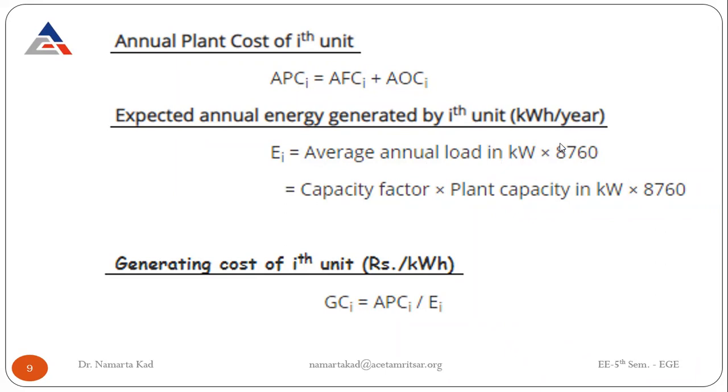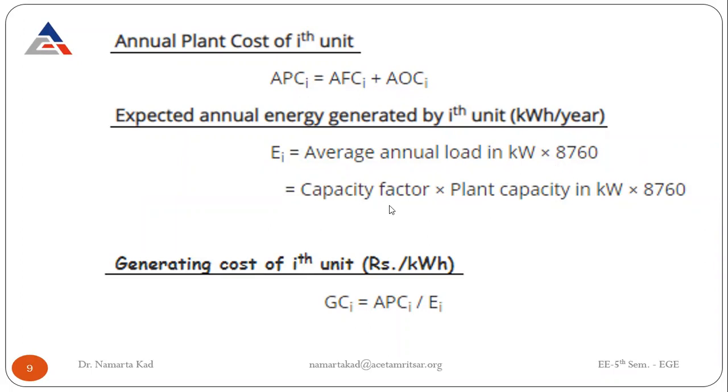So now what is this 8760? 8760 is the total number of hours in a year. Like in one day we have 24 hours and one year includes 365 days. So when you multiply 365 with 24, you get this numerical value, that is 8760. You must remember this. That is the number of hours in a year, 8760.